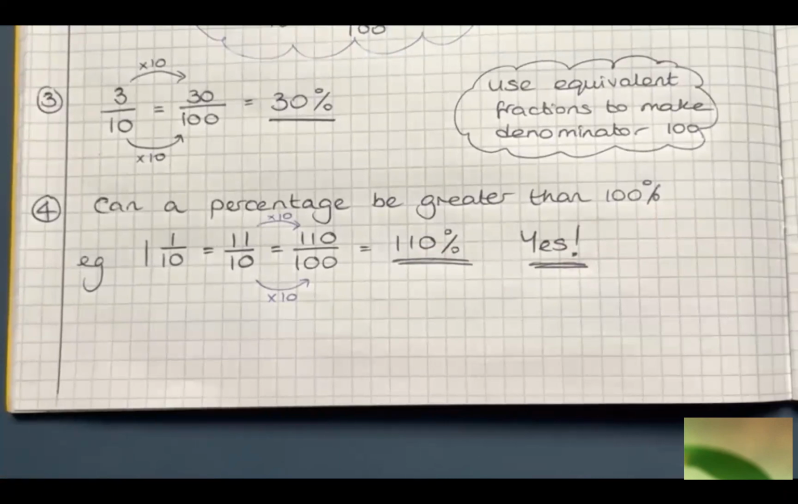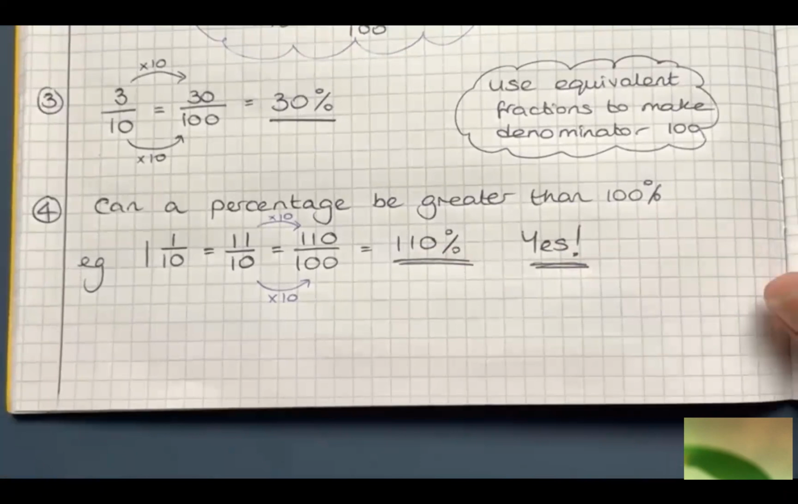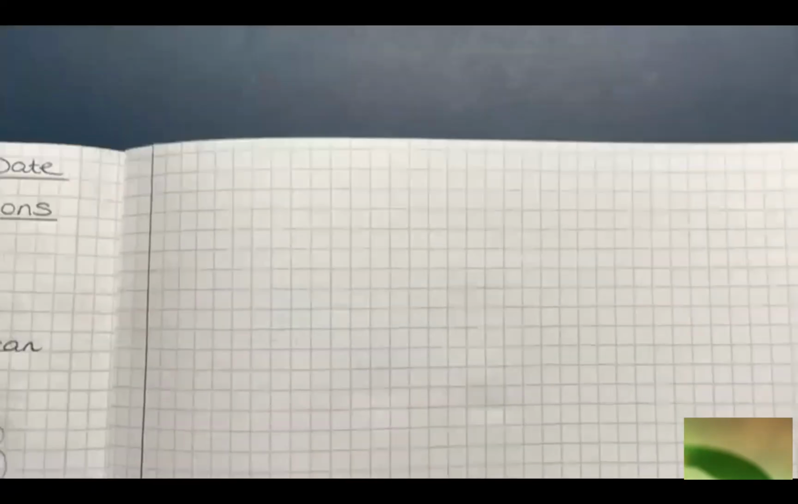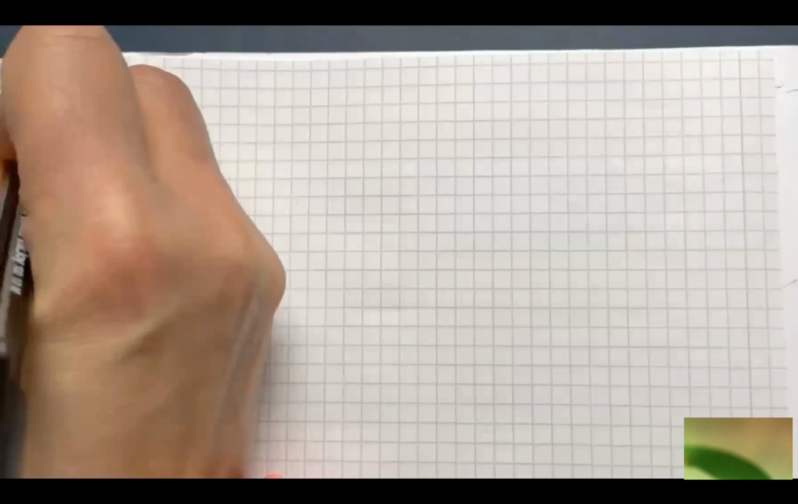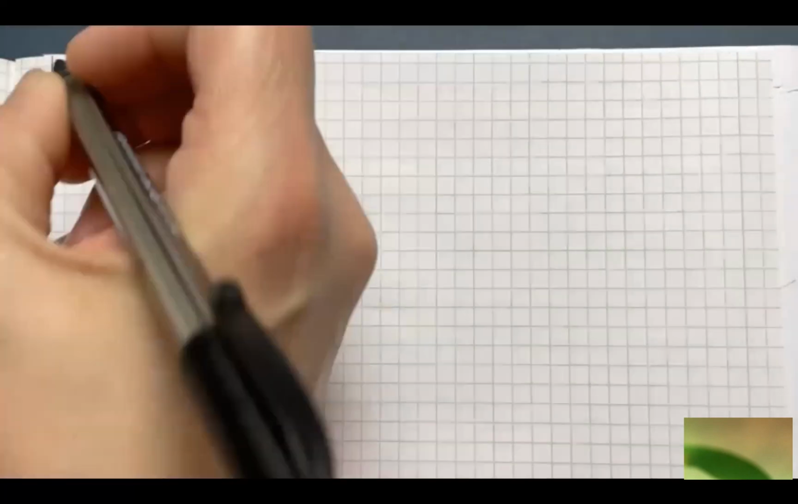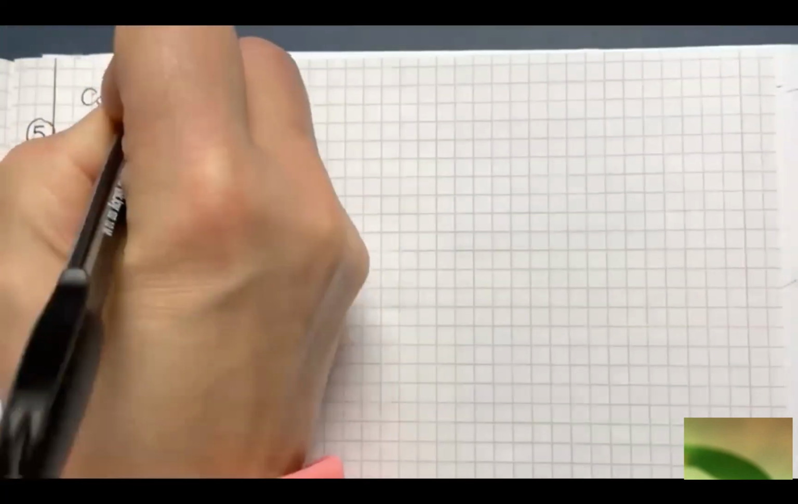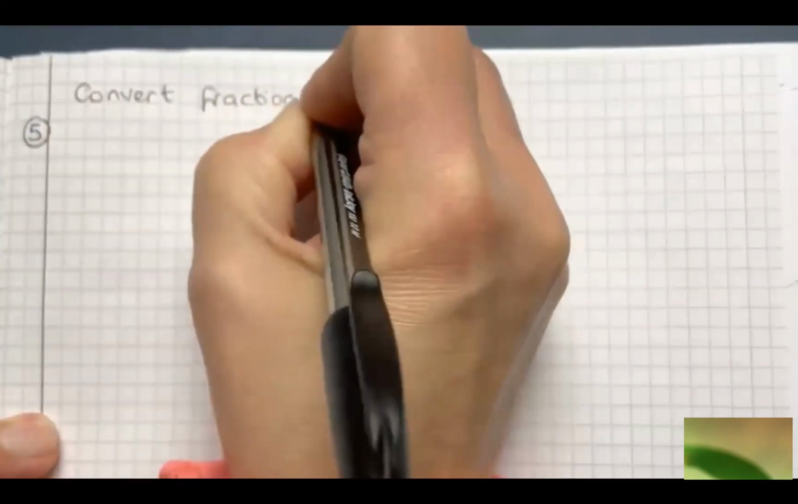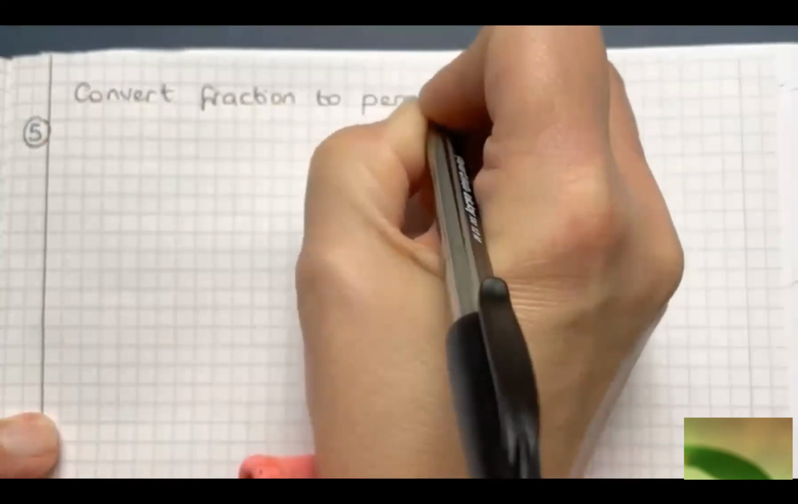Firstly, I want to look at converting a fraction to a percentage, which is what we've done here, but I just want to set it out because we've got a couple of different methods we can use depending on the numbers that we're looking at. So I'm going to put question 5 here. I'm going to put a little subheading here: convert fraction to percentage.